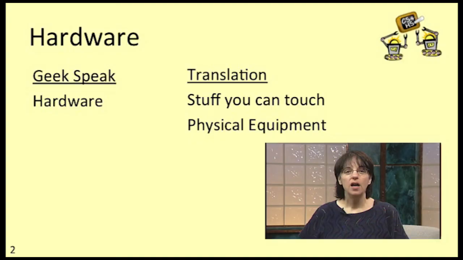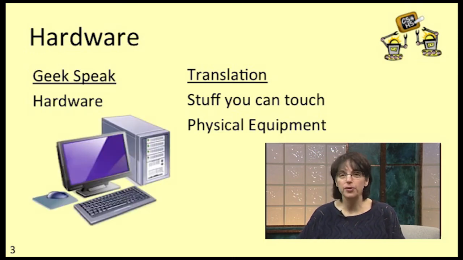Now it's time for us to get started with the fun stuff. In order to program a robot, you need to become familiar with the two different parts of the system, the hardware and the software. Your hardware is all the stuff you can touch. In other words, the physical equipment that you're going to be using.